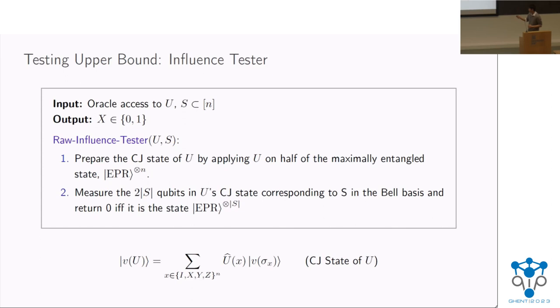What this algorithm does is prepare the Choi-Jamiołkowski state for the unitary, and then measure some subset of the qubits. And you can show that the probability of the outcomes of this measurement corresponds to the influence.